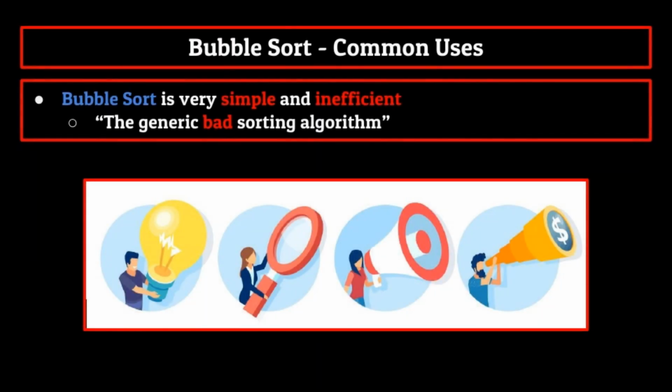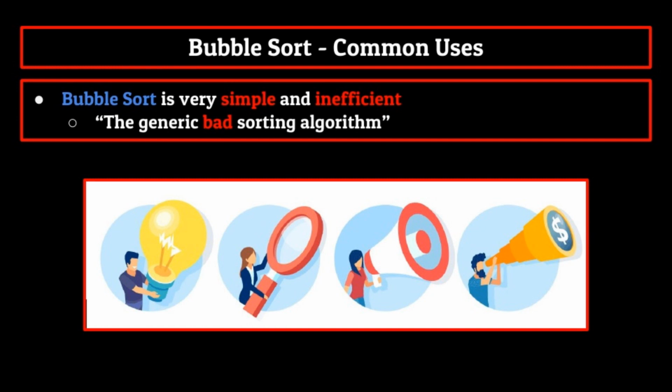Bubble sort is, well, very simple and inefficient. This means that it doesn't get a lot of practical use in computer science. In fact, many computer scientists have referred to it as the generic bad sorting algorithm, mainly used to introduce the concept of sorting algorithms to computer science students without bombarding them with complicated sorts.